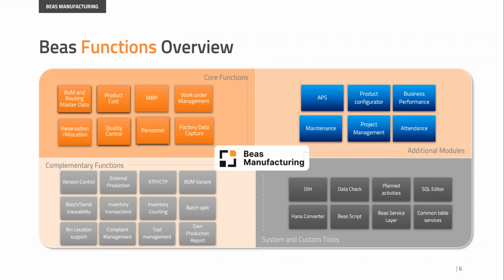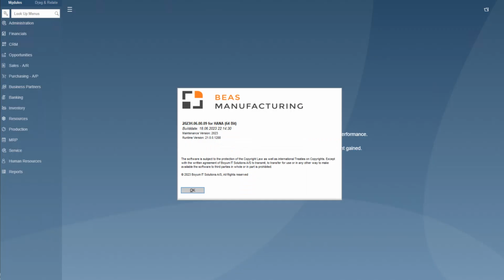The product features additional modules such as APS, product configurator or maintenance, system and easy-to-use customization tools, connection to other systems or machines, and an extensive set of complementary functions ranging from version control to inventory transactions, tool management, and many more. Let's see Beas in the system.